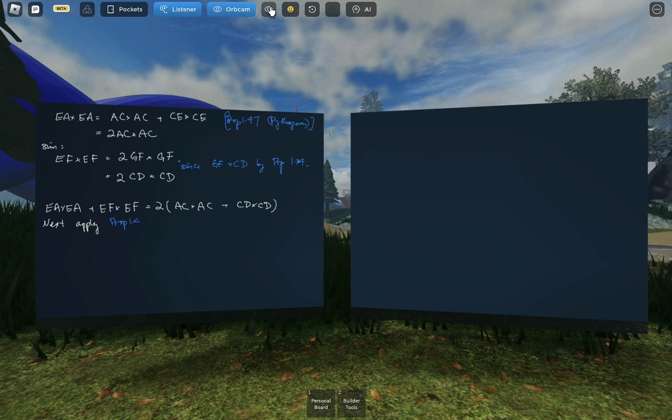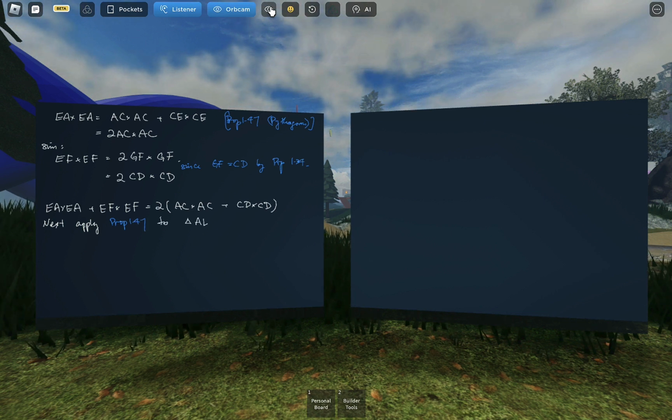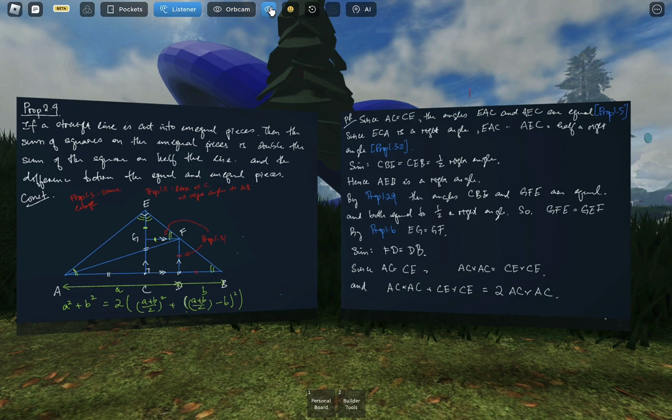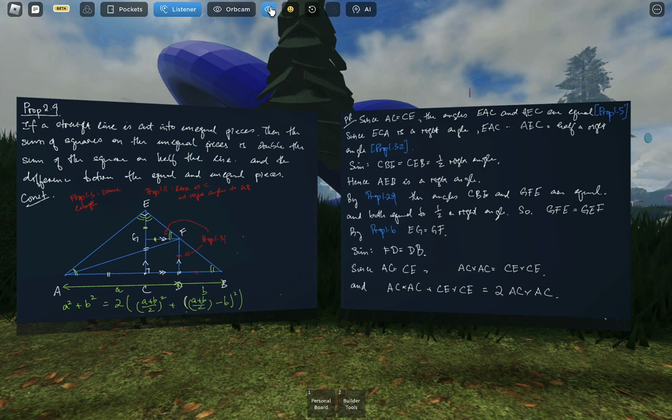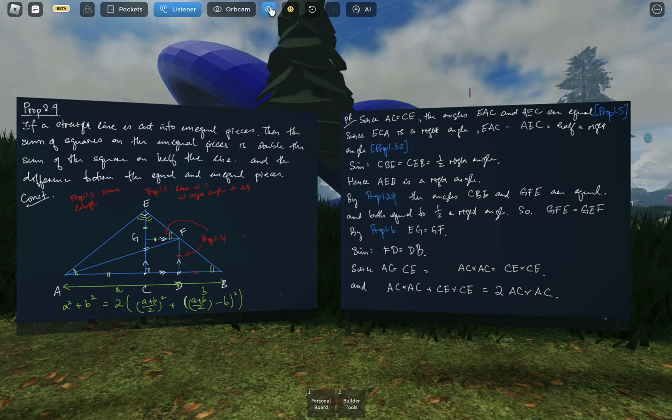Proposition 1.47, which is Pythagoras, applied to the triangle AEF. Remember, AEF is the triangle that we constructed with the right angle at the top. We're going to write down what Pythagoras says, which is that AF cross AF, the hypotenuse, is equal to EF cross EF plus AE cross AE.